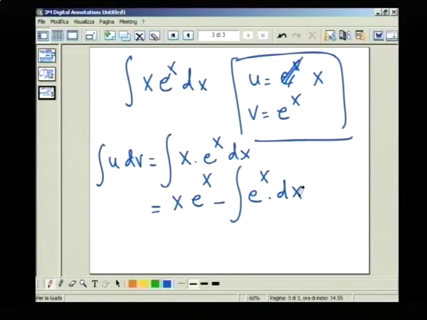Because here your integral has become x times e to the power x minus the integral of e to the power x dx, and this is directly equal to e to the power x, because the integral of e to the x is equal to e to the x. So actually, this is the result of your integration. And to make sure that this is correct, you differentiate it.